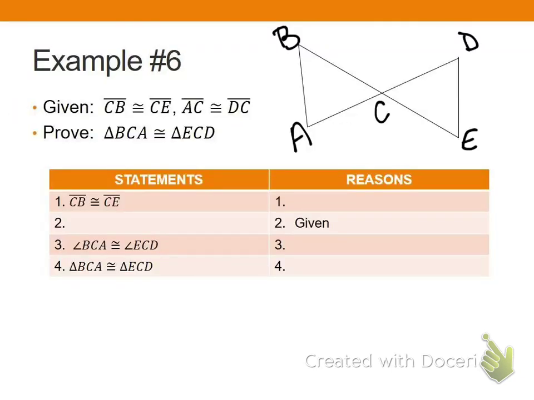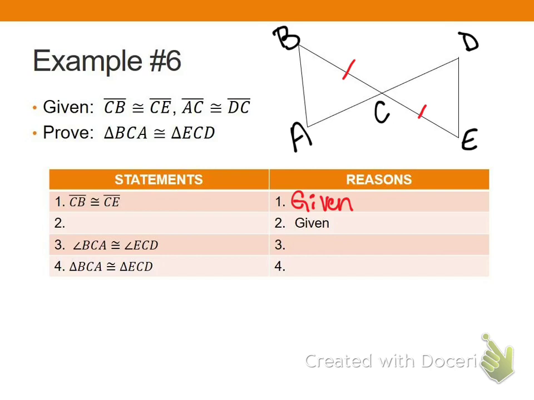Okay, now that we've got this diagram labeled, let's start looking through what information they gave us. So they told us that CB is congruent to CE. We can go ahead and mark that. And what would our reason for that be in our proof? Given. Givens should always be the easiest.